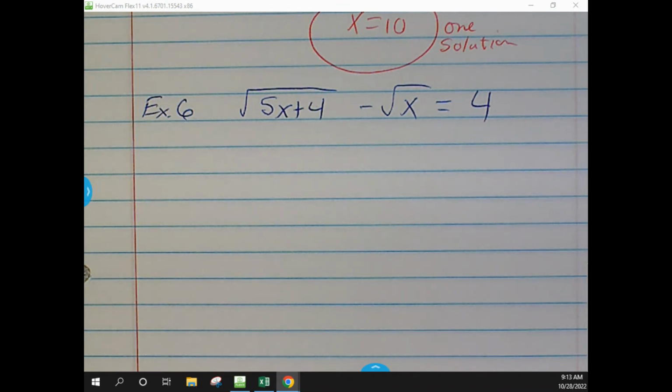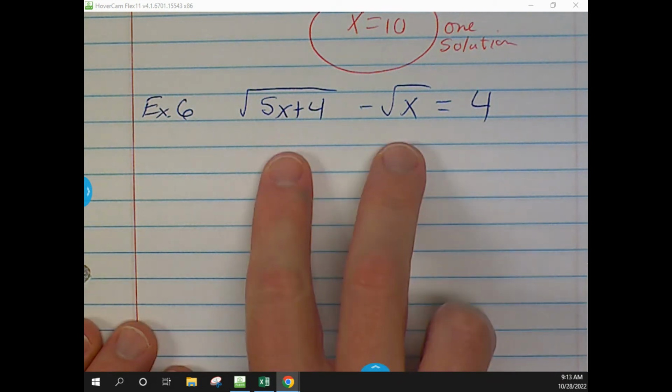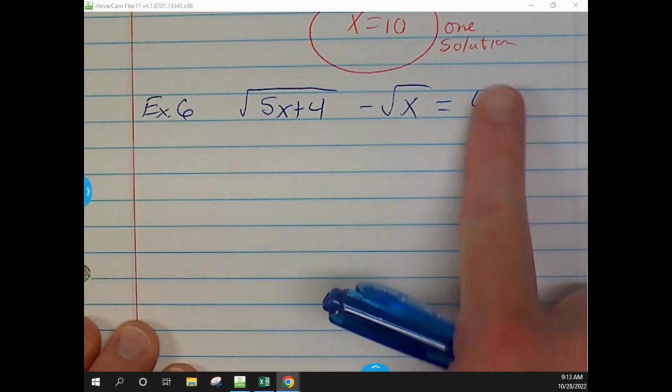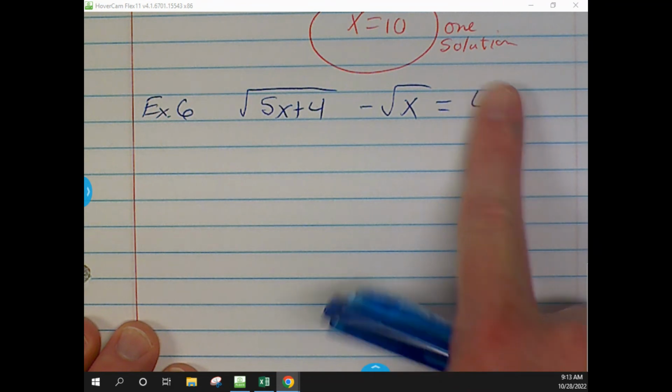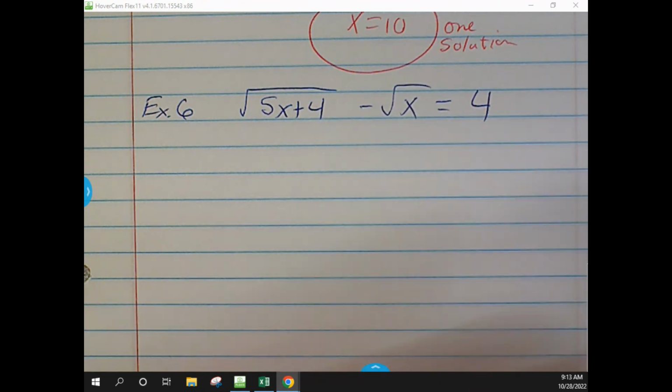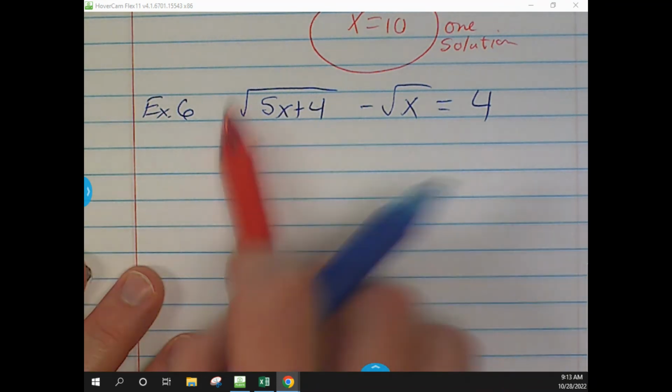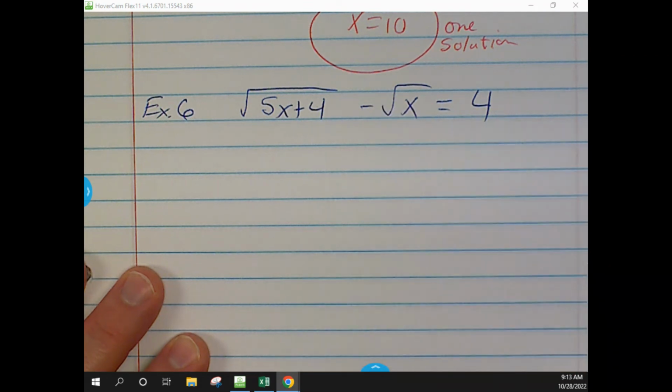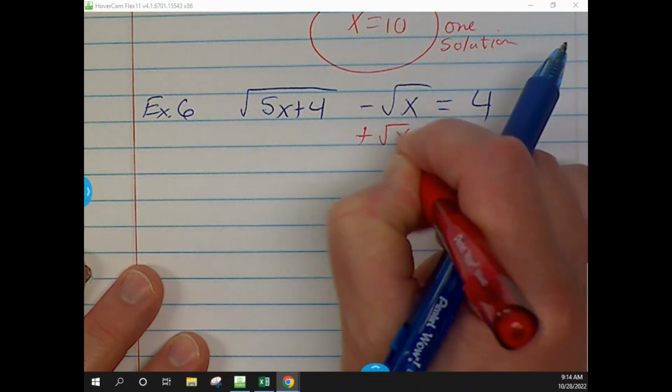Square root of 5x plus 4 minus the square root of x equals 4. What makes this one a little bit more difficult is there's 2 square roots. Now, if it wasn't for the equals 4, if this was equal 0, we could move this one over here, square both sides and we're good. We're still going to keep that same thought process that we want to get one square root over here. We're going to move this square root over here, so we're going to add the square root of x to both sides.